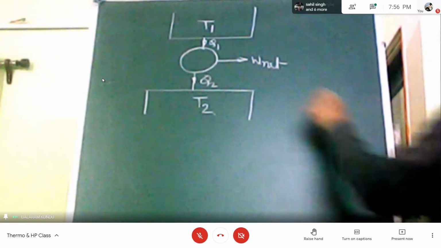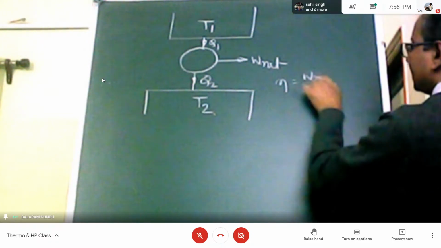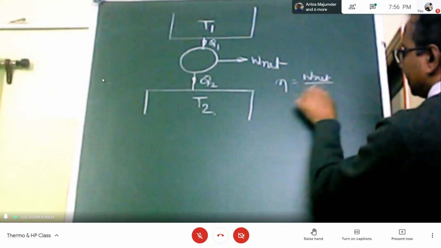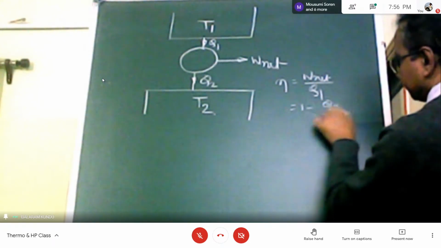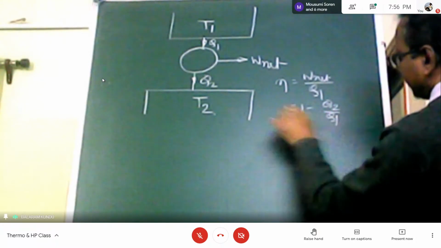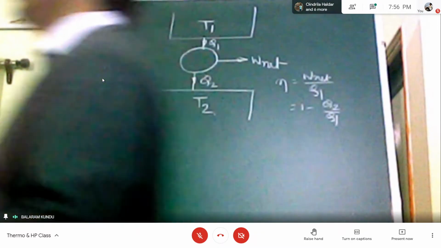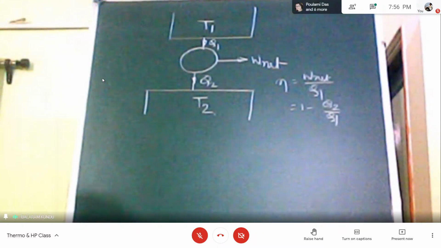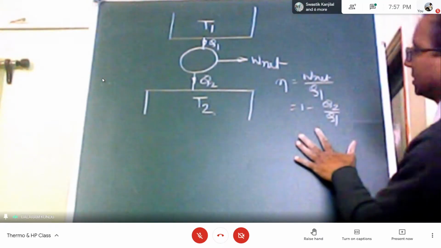From the efficiency expression, we know that it is W net divided by the heat input to the system Q1, so 1 minus Q2 by Q1. Mathematically there is no problem if we assume Q2 equal to 0. Then your efficiency becomes 100%, so efficiency equals 1. That is not possible in a practical situation.